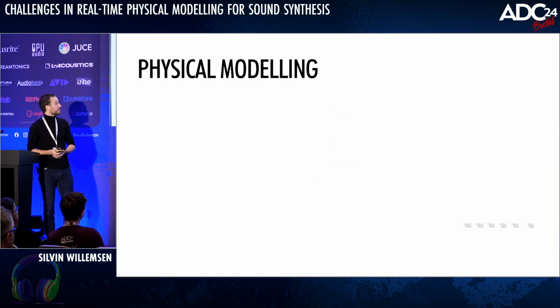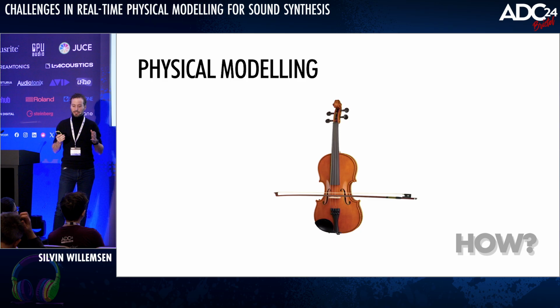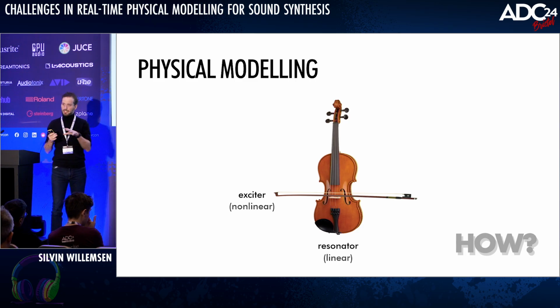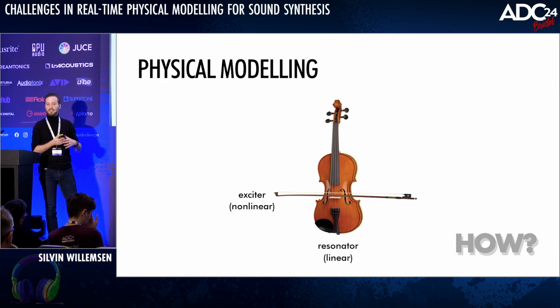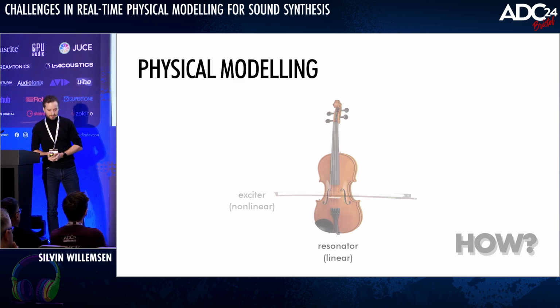So then how would we go about physically modeling this? Usually in any physical instrument, we can divide it into a resonator component and an exciter component. So the resonator is usually assumed to be a linear system and the exciter nonlinear. Where here the linear system, or the resonator, is what I will focus on this talk, as that has the most computations, like the most CPU heavy part of the algorithm is there. So yeah, that will be most interesting for ADC.